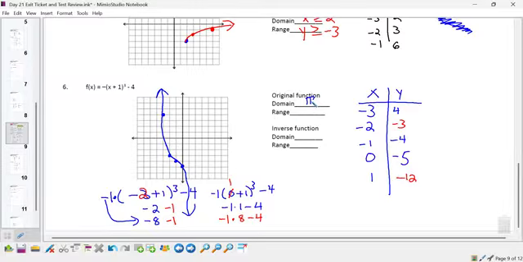Okay, the domain is all real numbers. The range is all real numbers. This graph stretches from left to right and bottom to top.